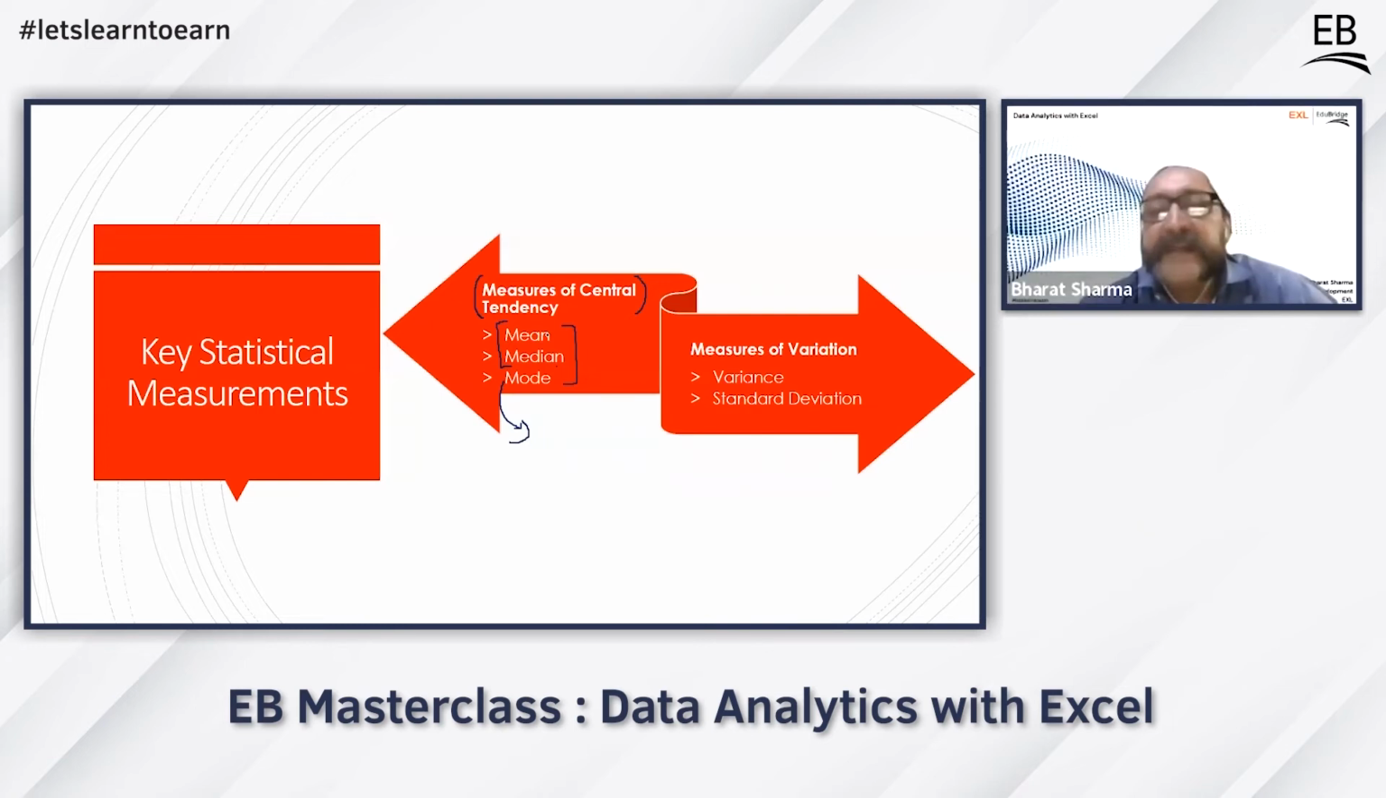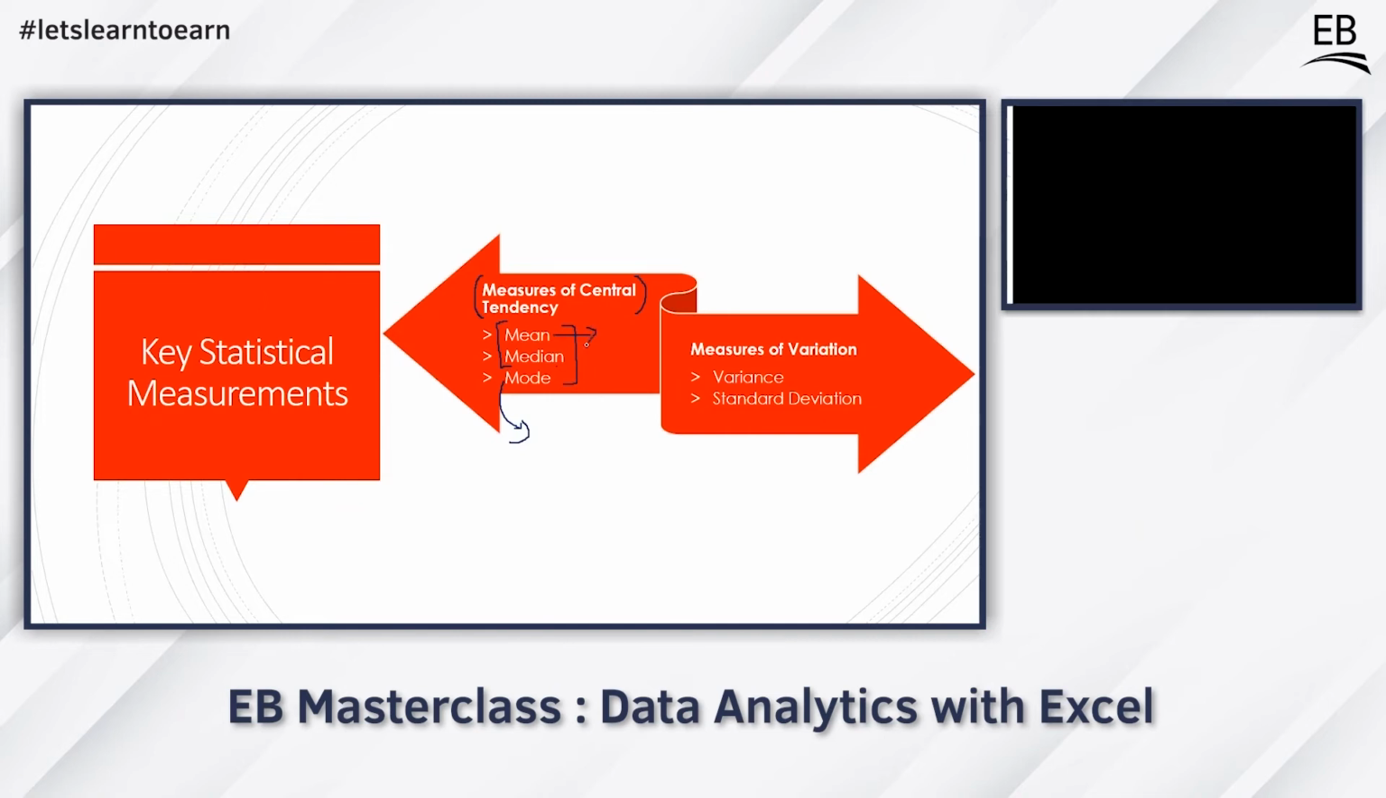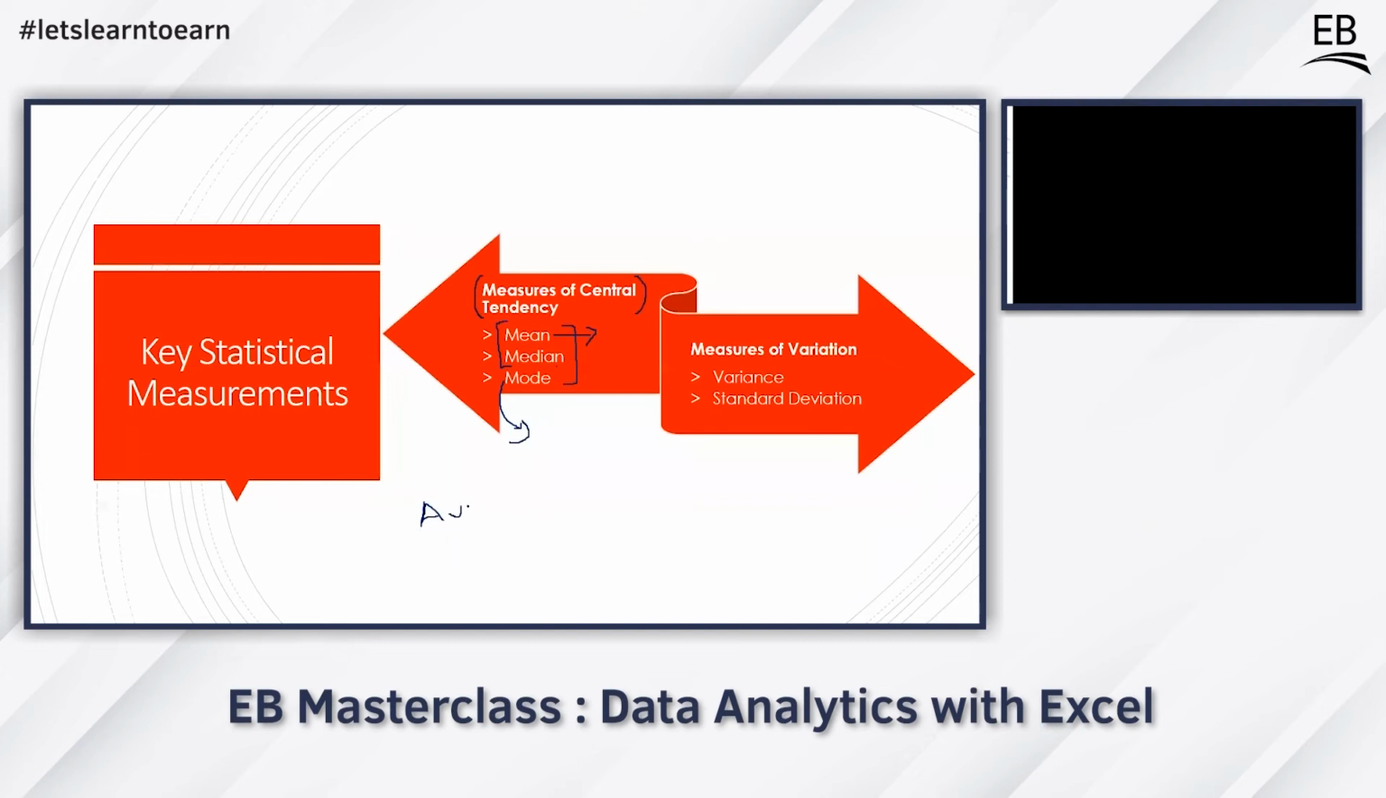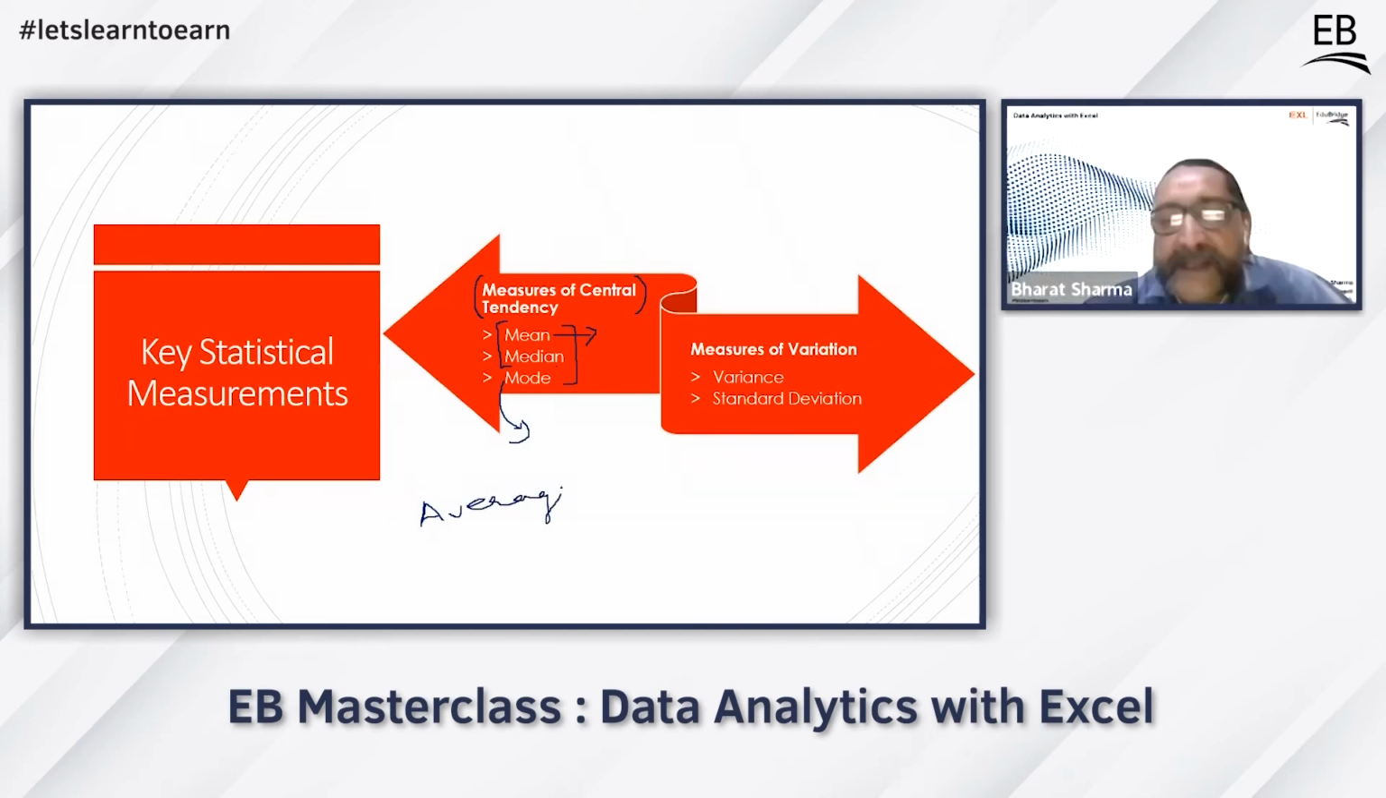Do we understand what mean is? Yes. What is mean? It's the average of the data. When you sum the observations and divide by the total number of observations, you get the mean. Very good. So you said it is average. Yes, that is average. Mean is equal to average.